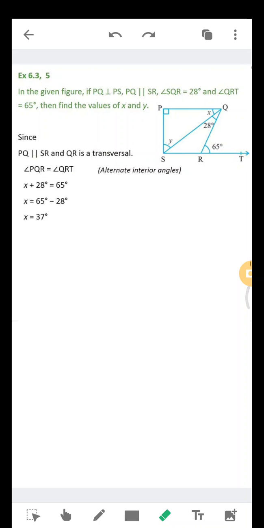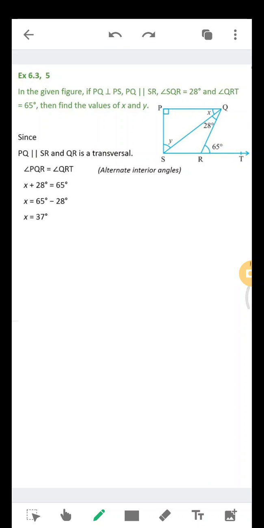In this figure, PQ is perpendicular to PS. You can see these two lines are perpendicular. Perpendicular means this angle will be how much? 90 degrees. And PQ is parallel to SR. This line PQ is parallel to SR. This is also given to us. Angle SQR is equal to 28. You can see this angle SQR is given to us as 28, and QRT is also given as 65. Now what do we have to find? We have to find the values of X and Y from this figure.